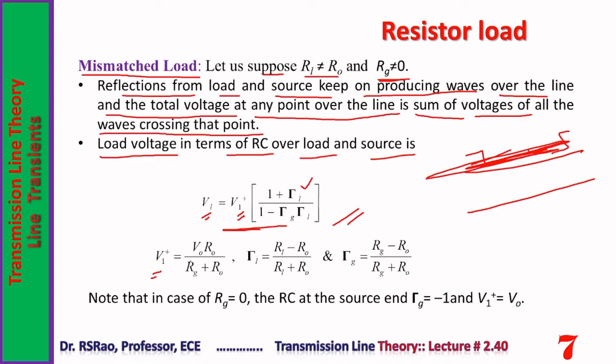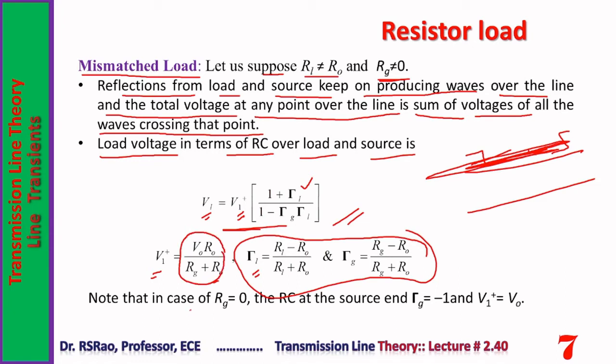Here V1 plus is V0 R0 by Rg plus R0, voltage division at the input side. Gamma L is RL minus R0 by RL plus R0. Gamma G is Rg minus R0 by Rg plus R0. These are standard expressions for reflection coefficient, whereas this thing happens because Rg is not 0.